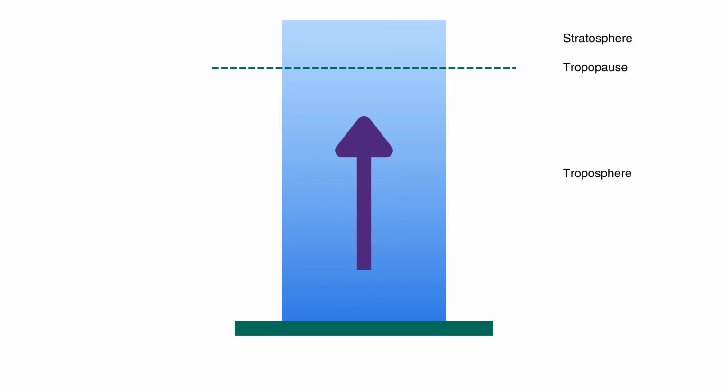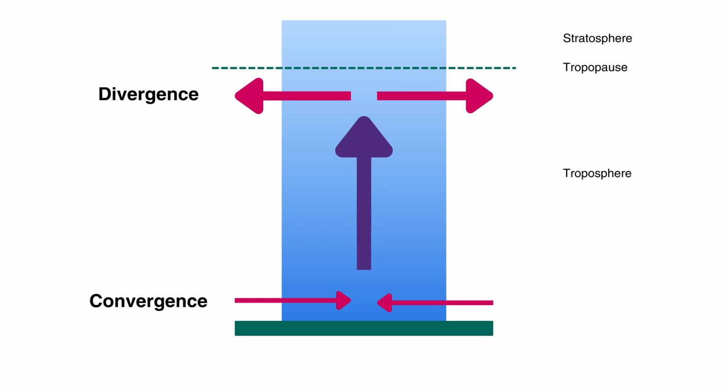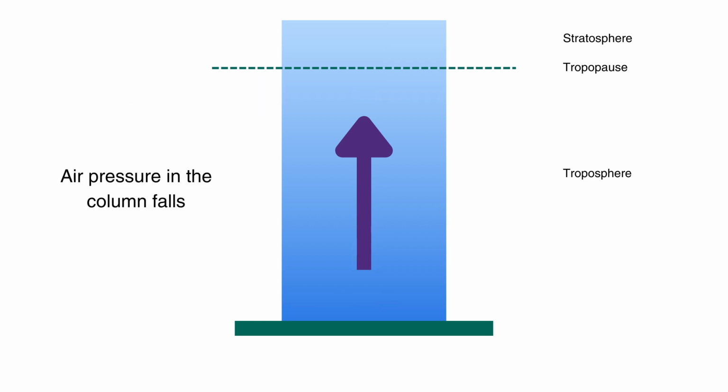Consider a column of rising air, maybe at the ITCZ. There is divergence, or spreading out, at the top of the troposphere, and convergence of air coming together at the surface. The friction at the surface is far greater than the friction at the tropopause, where the air is thin and there are no trees or mountains to slow the movement of the air. This means that the divergence at the top is faster than the convergence at the surface, and therefore we are left with less air in our column, and the air pressure falls. So rising air is associated with low pressure.